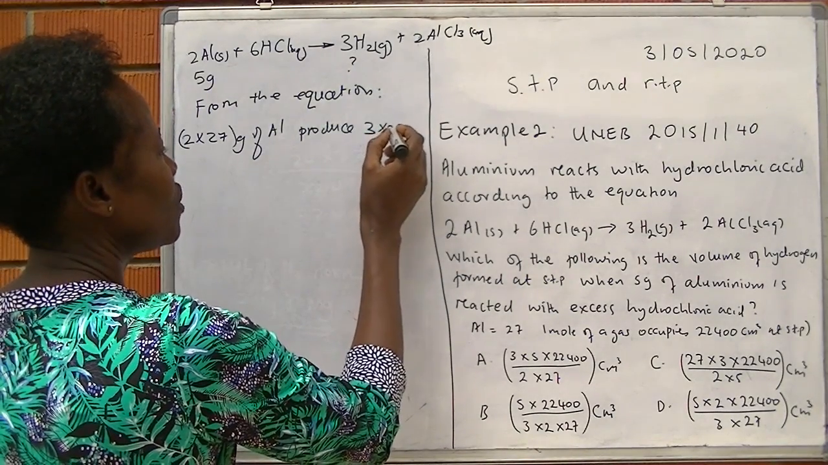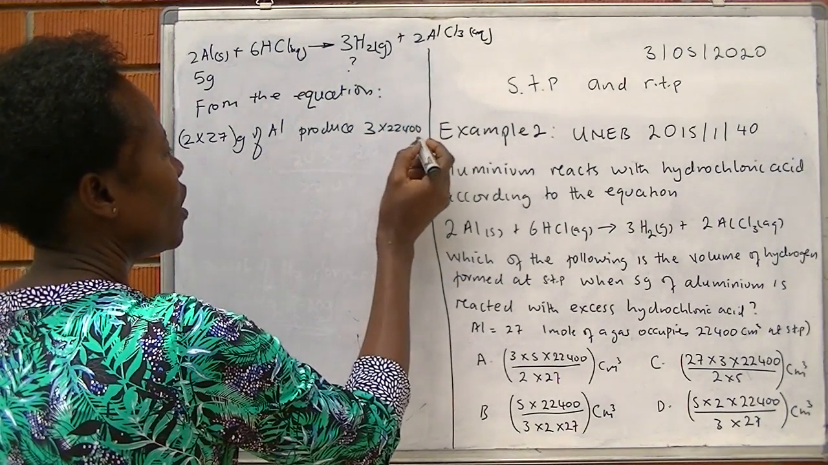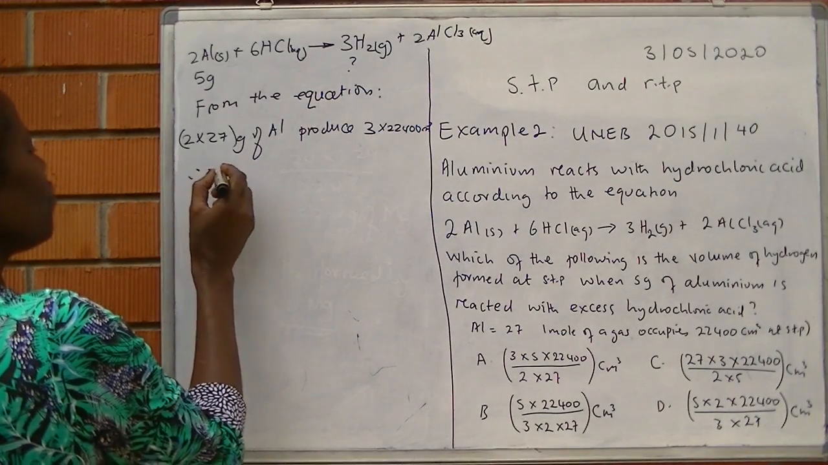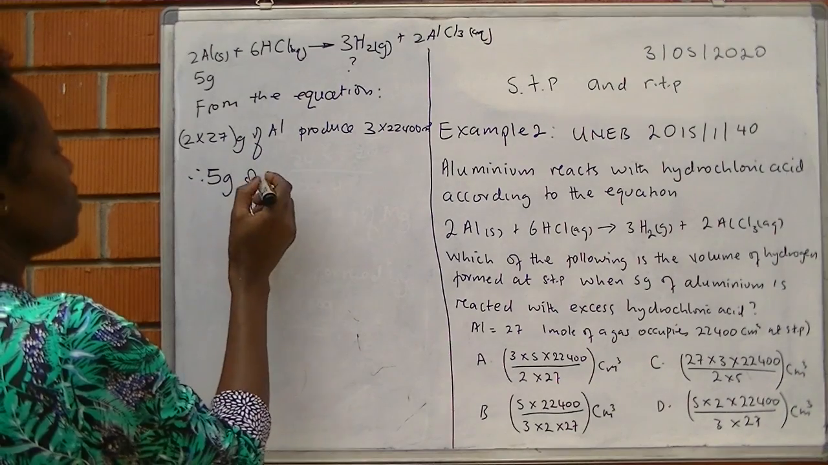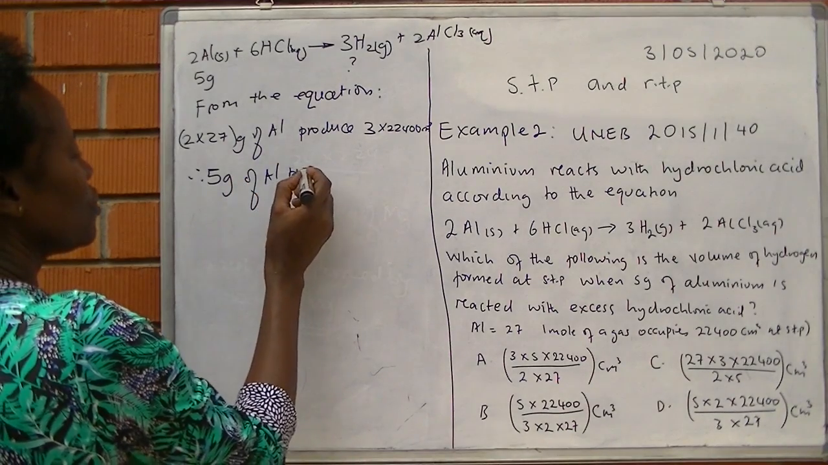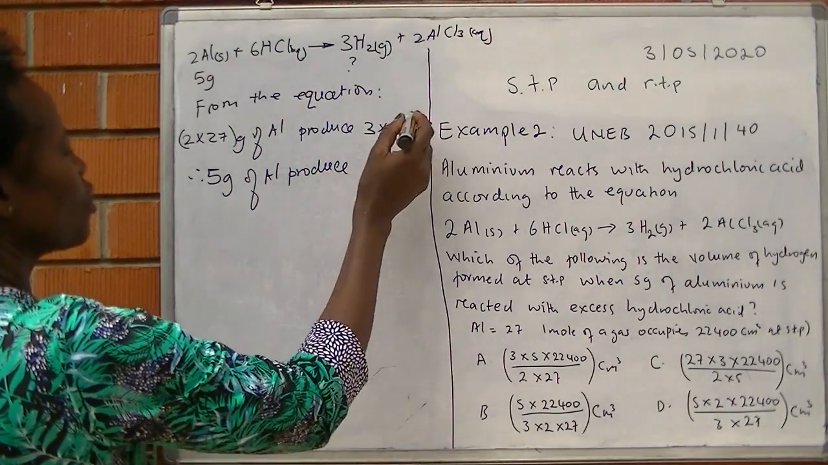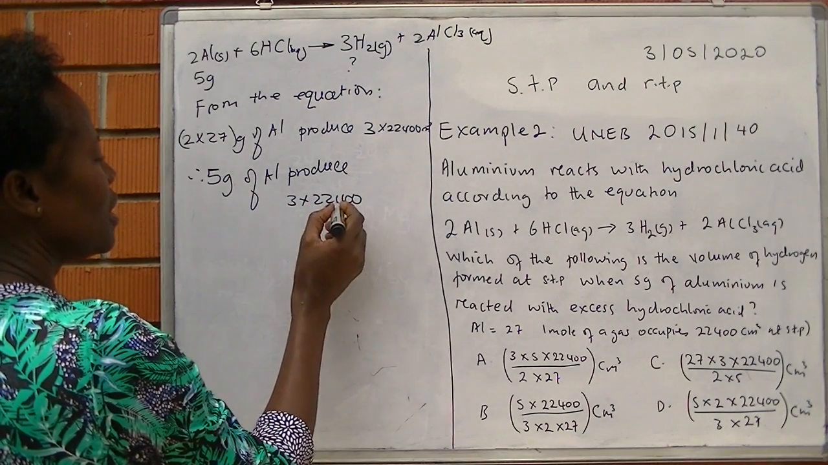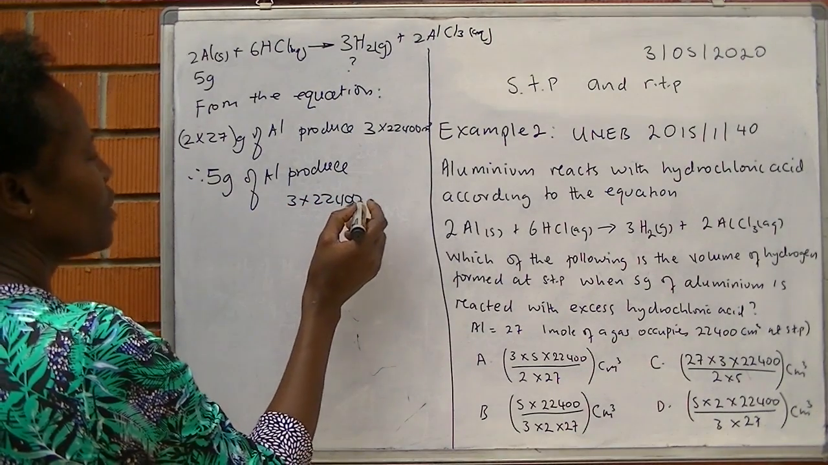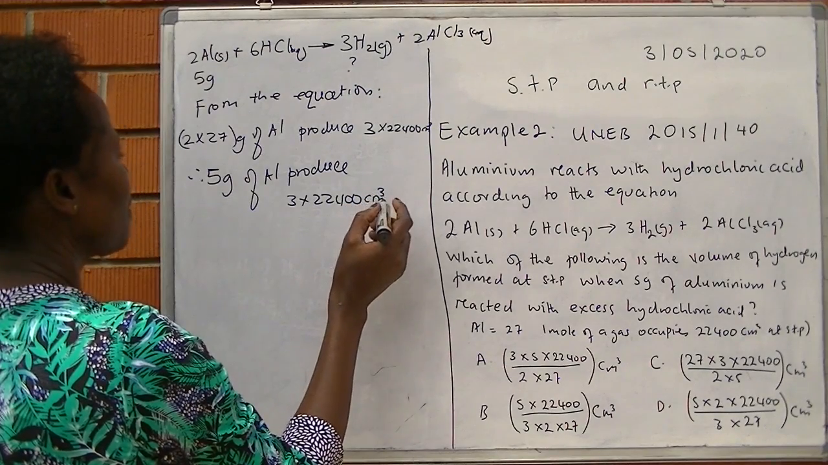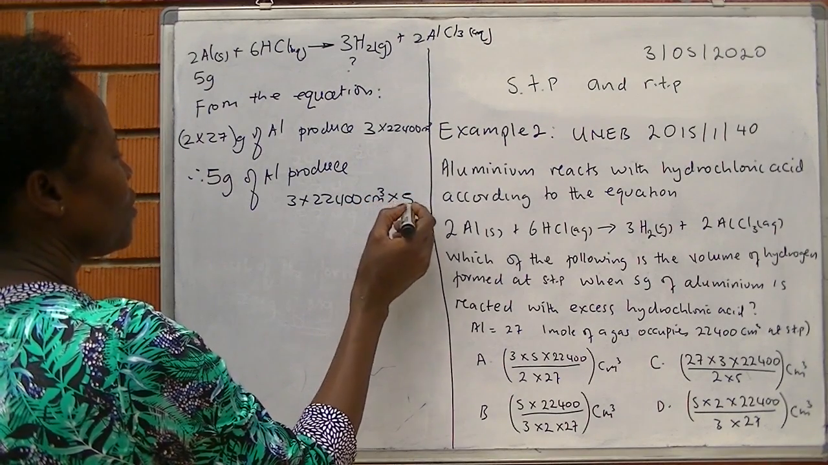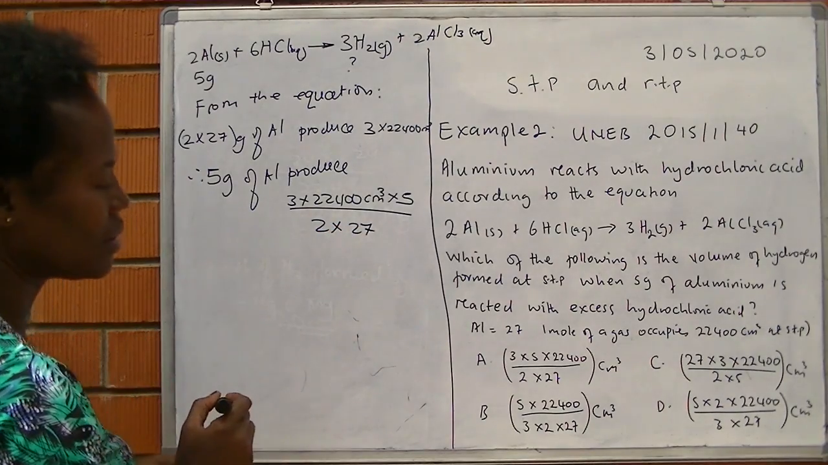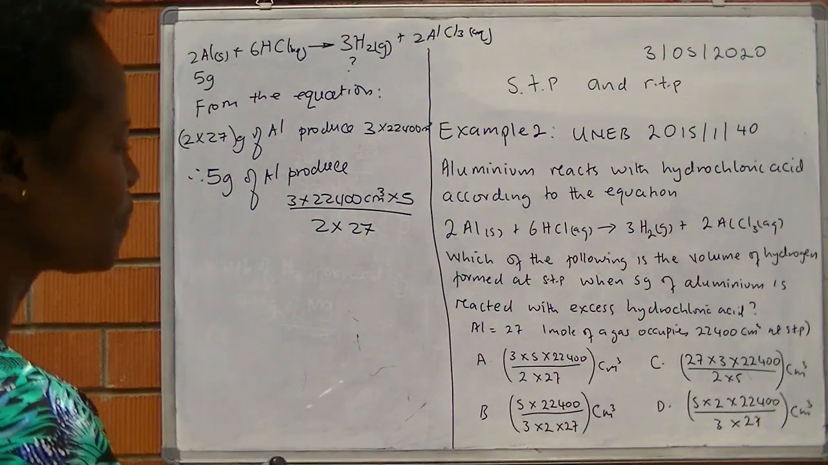So times 22,400 cubic centimeters. What about 5 grams of aluminium? Will produce, we cross multiply 3 times 22,400 cubic centimeters times 5 over 2 times 27 grams. And our answer would be A.